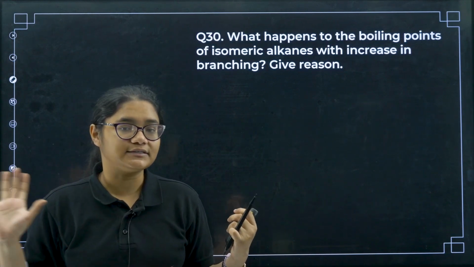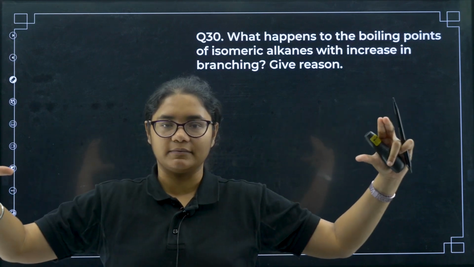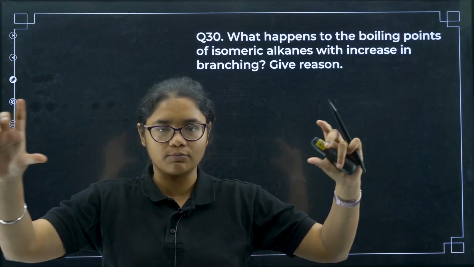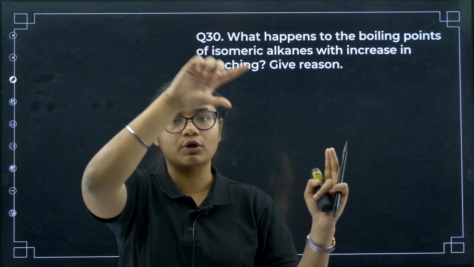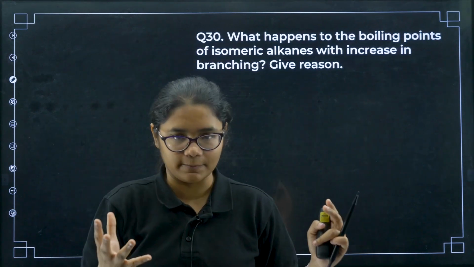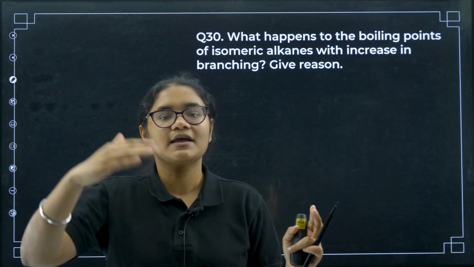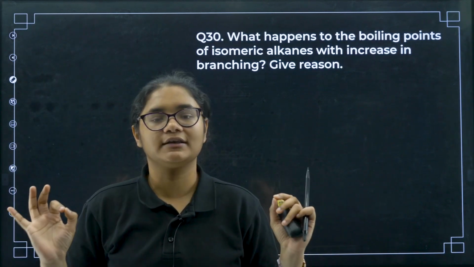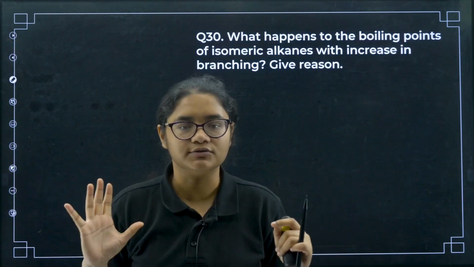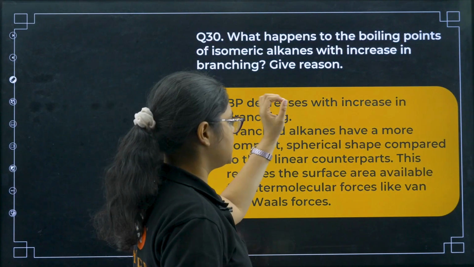Now what is the reason for this? Now this happens because, see, suppose a long molecule was there. Now if you do branching, if that long molecule is cut and you put it in branches, the shape of the molecule somewhat is becoming spherical. Okay, surface area decreases. So if surface area decreases, van der Waals force interaction will decrease, intermolecular force will decrease. That is why boiling point will also decrease. Okay, so you can see here boiling point decreases with the increase in branching.